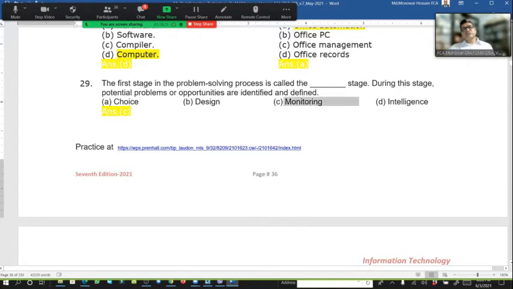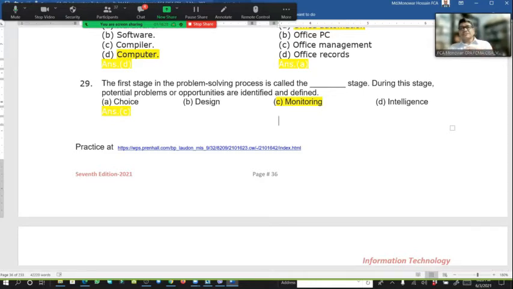The first stage in the problem solving process is called the monitoring stage. During this stage, potential problems or opportunities are identified and defined in the monitoring stage.